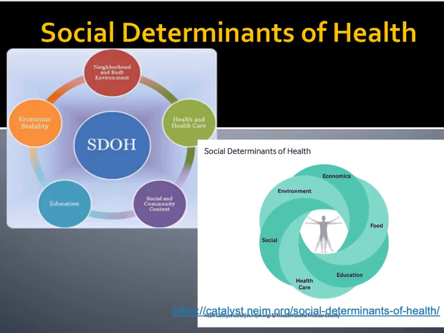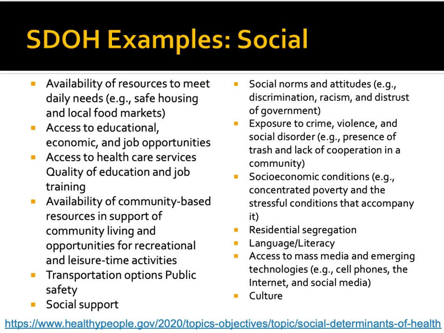So this is a schematic of some of the components that we consider with social determinants of health. And you can see here, and we'll talk a little bit more about these, the neighborhood, health and healthcare, social and community context, the education that's available, economic stability, and then here as well, just another way of looking at it, economics, food, education, healthcare, social, and environment. So let's talk a little bit about some of those.